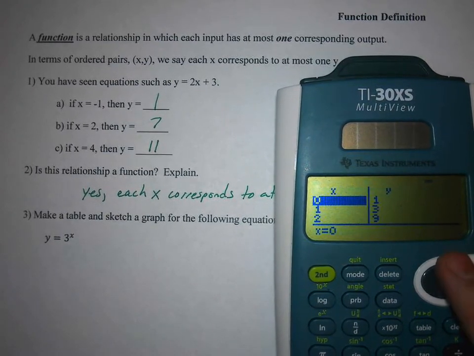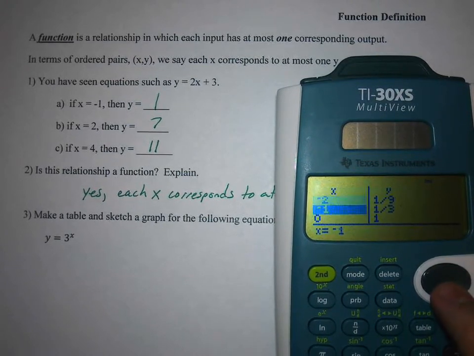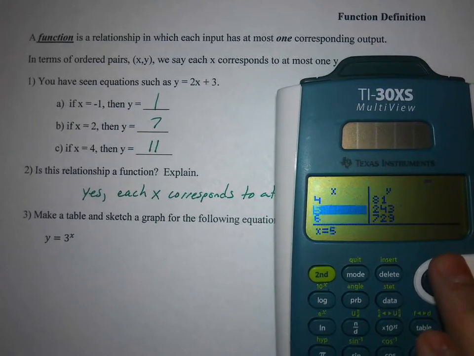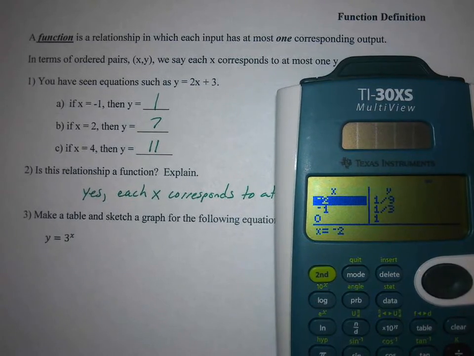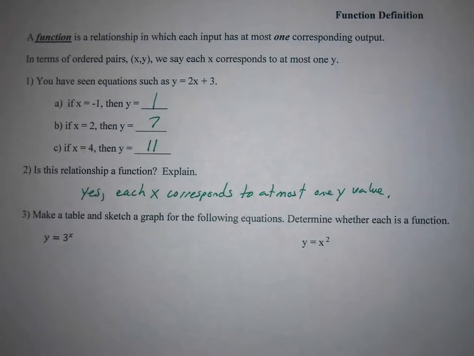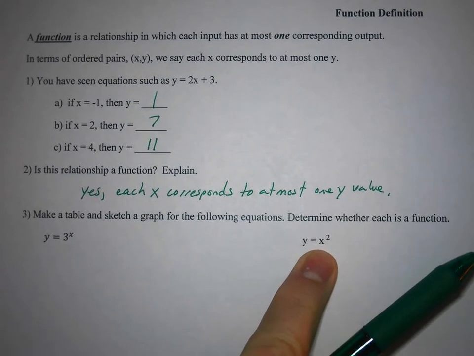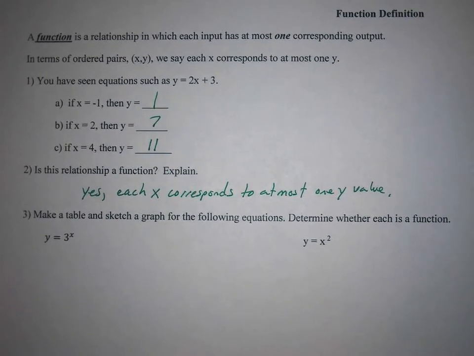As I scroll through that table, there are no x values here that give me more than one answer for y. So that means we have a function. So if you just make a quick table and a quick sketch, I'll put the answer up here so you can see that. But also go ahead and look at y equals x squared. So when you pause the video, go through and try both of those, and I'll put the answers up.